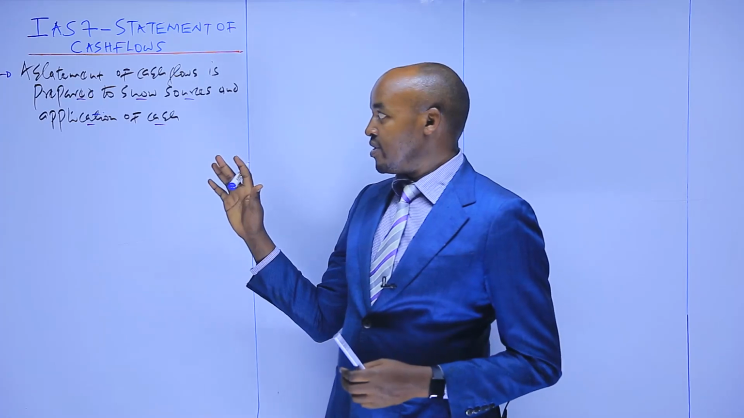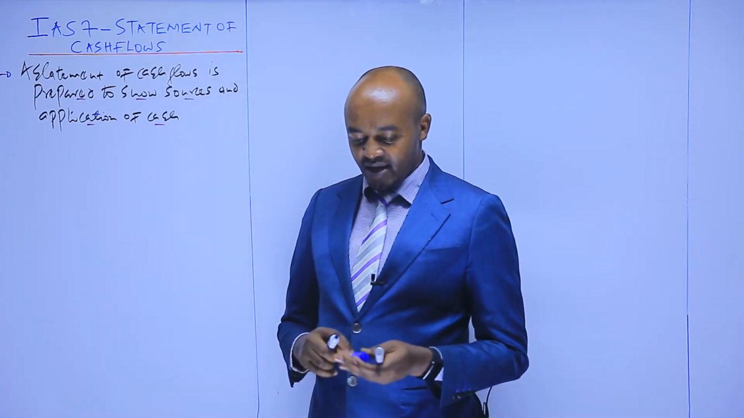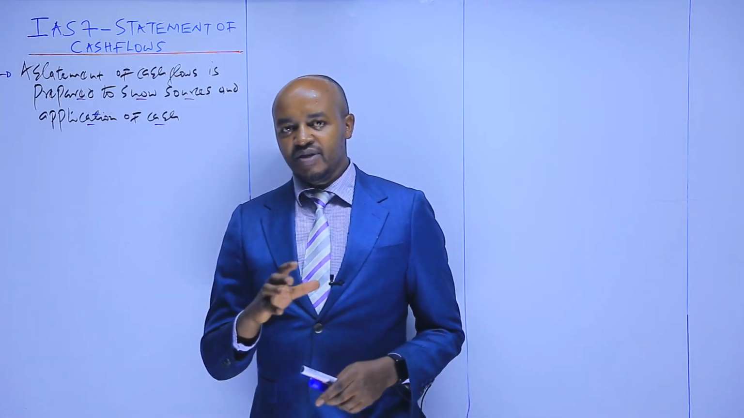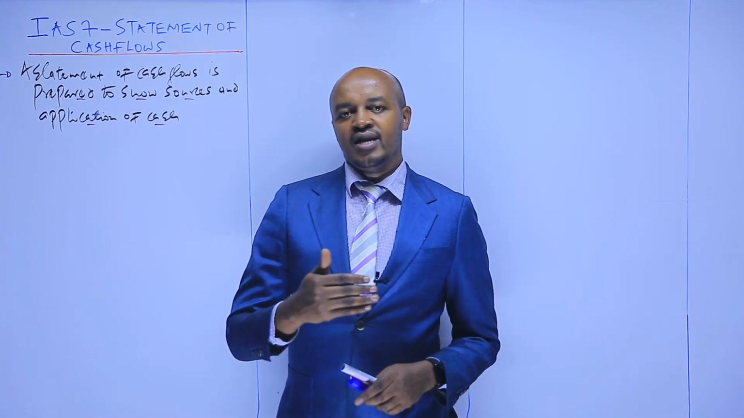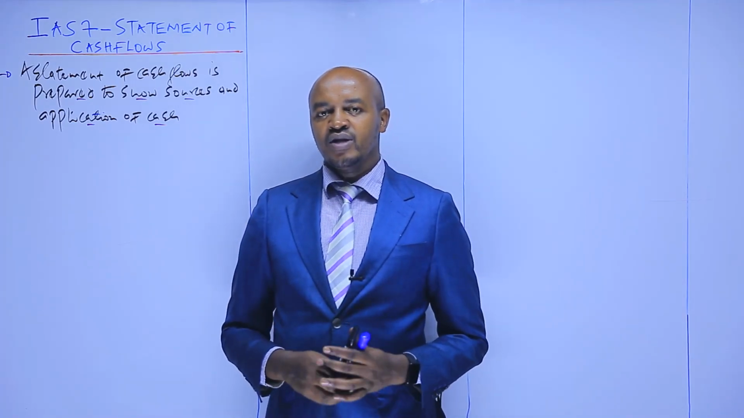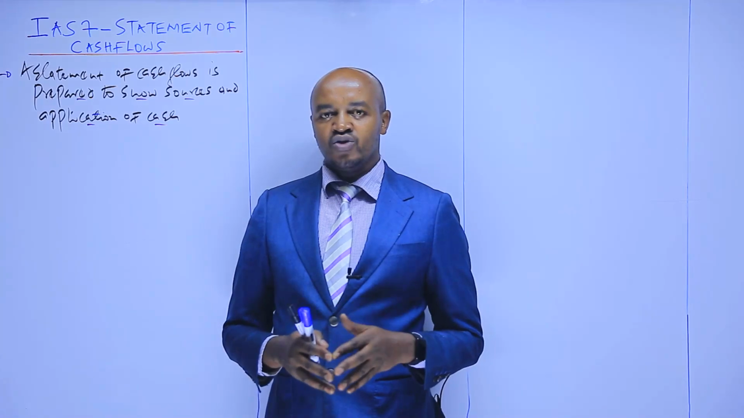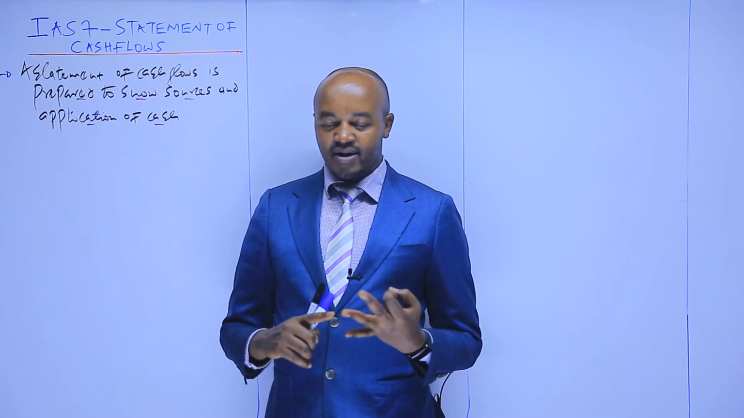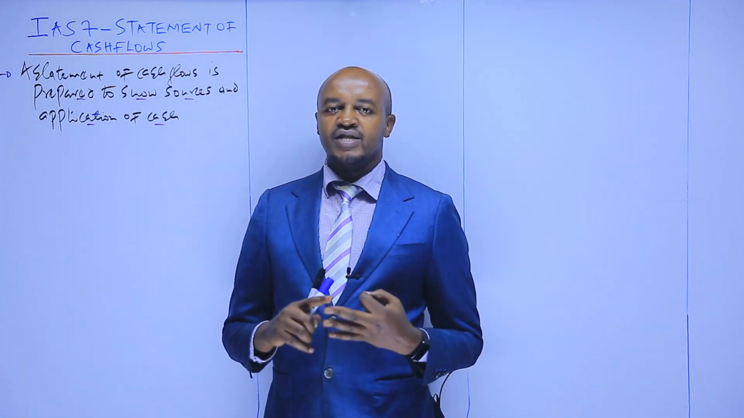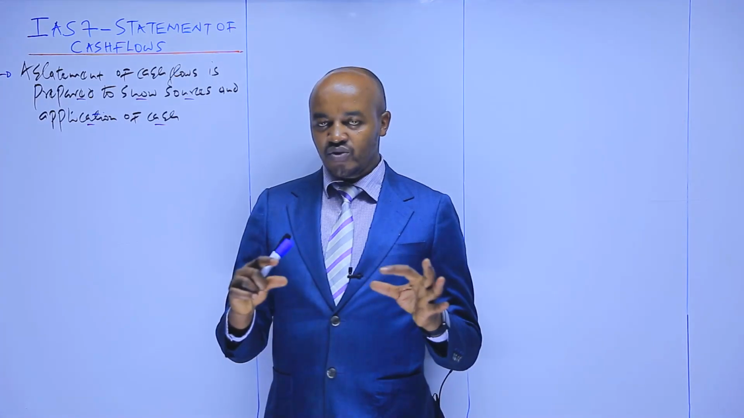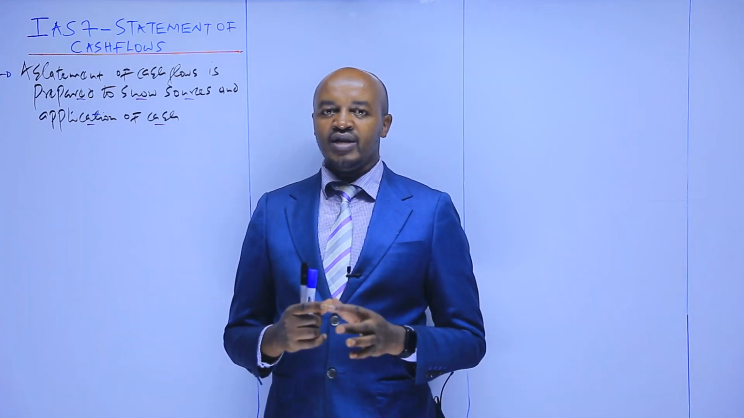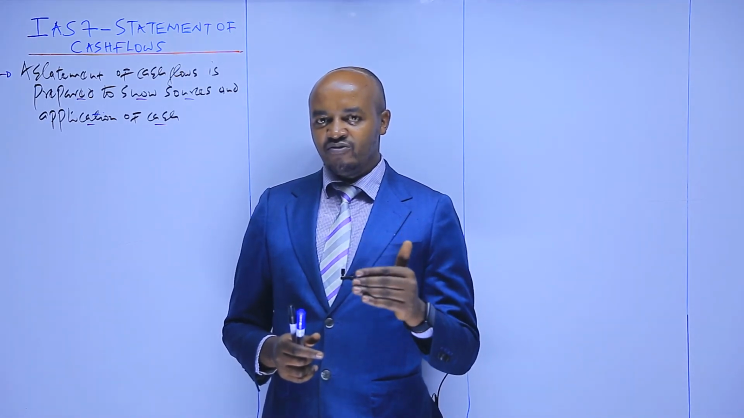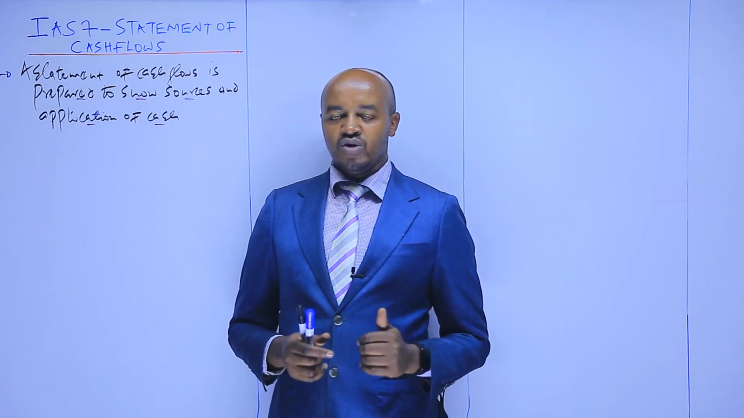Now, when this statement of cash flows is being prepared, it should be prepared in accordance with International Accounting Standard number 7. And basically that standard requires that in preparing the statement of cash flows, the activities of the company should be classified into 3 categories. Which are those 3 categories? Operating activities, investing activities, and financing activities. And once those activities have been classified into 3, the company should determine the net cash flows from each of those 3 activities.